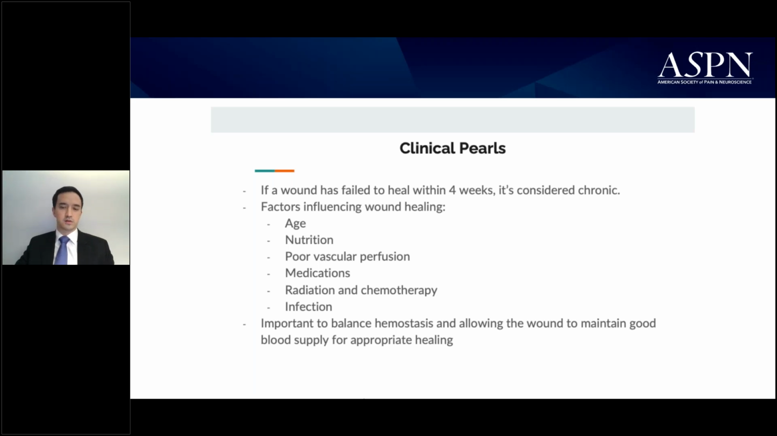Lastly, when we consider a surgical closure, as we will in the next couple minutes with our other presenters, it's critical to optimize suturing and surgical technique to balance the need for hemostasis with allowance for sufficient blood supply to facilitate effective wound healing. So with that, I'm going to turn it over to Dr. Lauren Miller-Lopez.